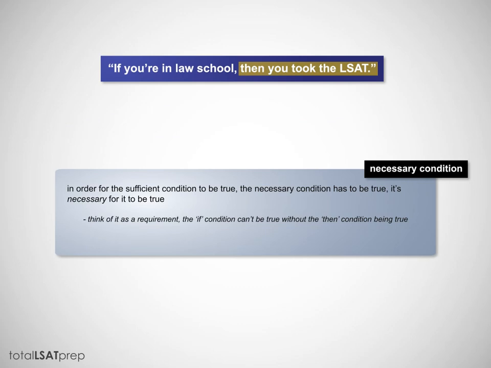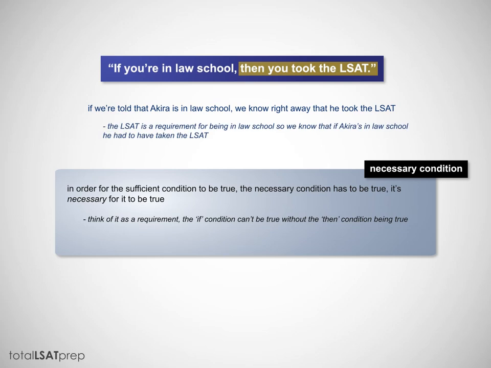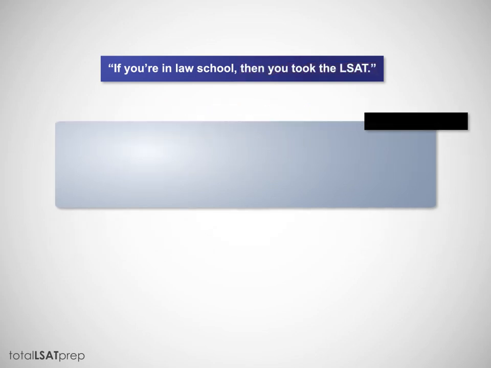So once again, if we're told that Akira is in law school, we know right away that he took the LSAT. The LSAT is a requirement for being in law school. So we know that if Akira is in law school, he had to have taken the LSAT. Okay, so the sufficient condition is a guarantee. It guarantees that the necessary condition is true. And the necessary condition is a requirement. It's a requirement for the sufficient condition to be true.